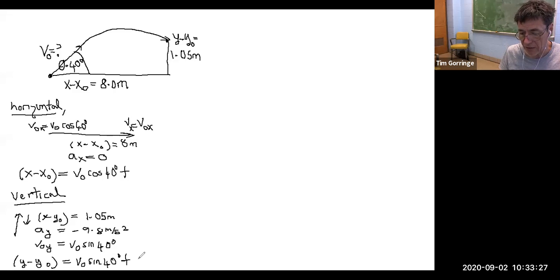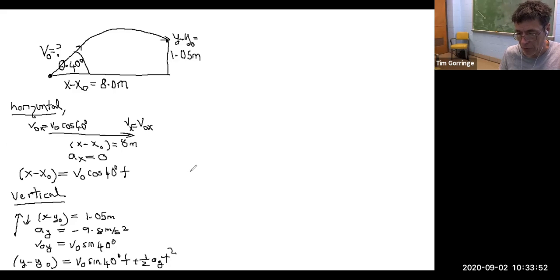And then there's the second term, which involves the acceleration. It's 1/2 times the acceleration times the elapsed time squared. So that's plus 1/2 ay t squared. And so that's the equation describing the vertical displacement.